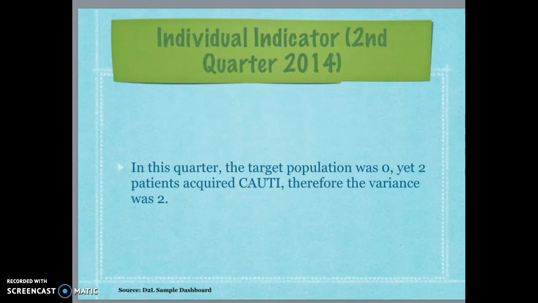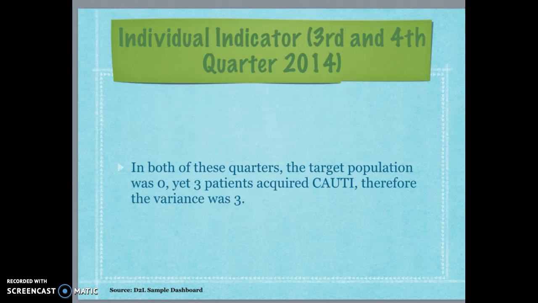In the second quarter, in the sample dashboard, in 2014, the target population was 0, yet 2 patients acquired CAUTI, therefore the variance was 2. In both of these quarters, the target population was 0, yet 3 patients acquired CAUTI, therefore the variance was 3.